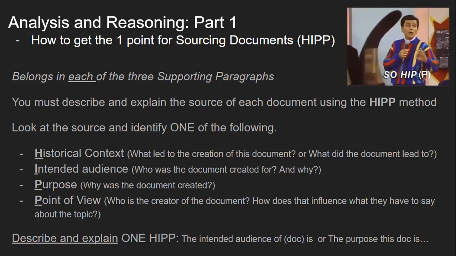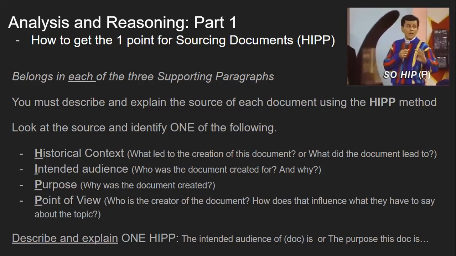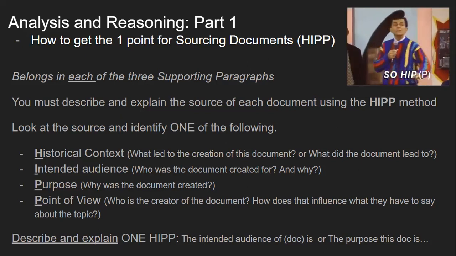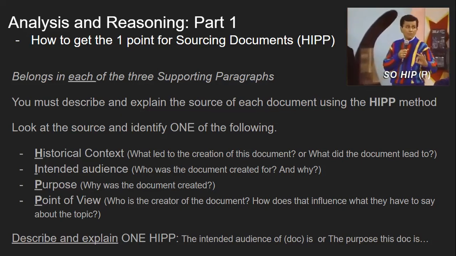Or if you use an outside example, let's say it was Harriet Beecher Stowe's Uncle Tom's Cabin. The intended audience of Uncle Tom's Cabin was basically Americans who lived in the North, who she wanted to make aware of the brutality of slavery, and so on, right? So basically that's another option you could do.